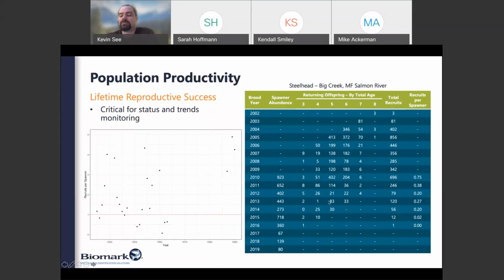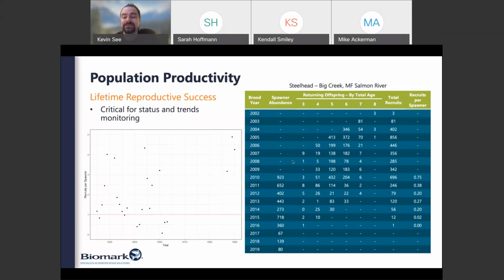Obviously, for a population to be growing, you'd like this number to be larger than this number. But all of these populations that we've been talking about are endangered or threatened, so there's a reason that maybe that recruits per spawner is less than 1. But I think that's the key point to why aging is important, particularly for steelhead.